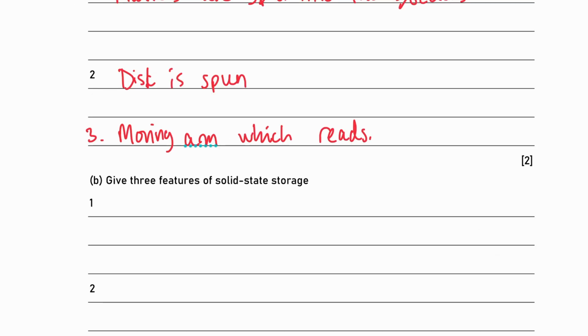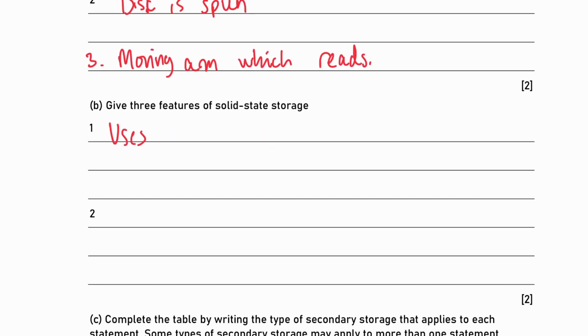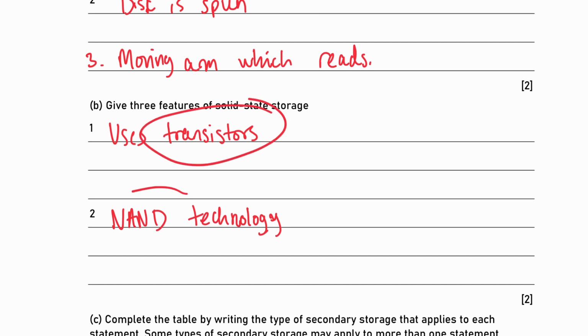Solid state is a bit easy to remember. Solid state uses transistors and uses what we call NAND technology. So NAND technology, just think back to the Boolean logic lessons in Unit 10. If you've not done them, you will come across them soon, but it uses NAND technology. Again, another tricky question that can pop up, but please be aware of solid state. It uses transistors and NAND technology.